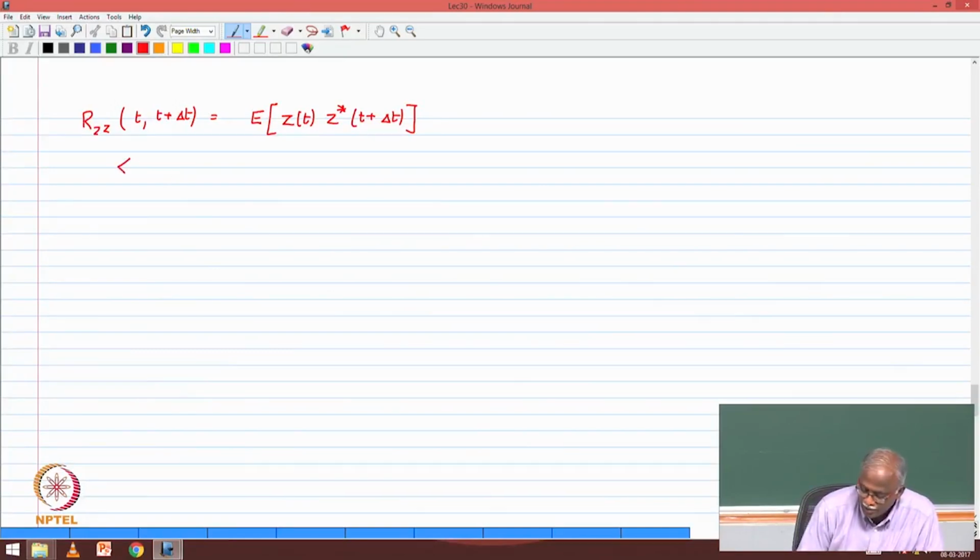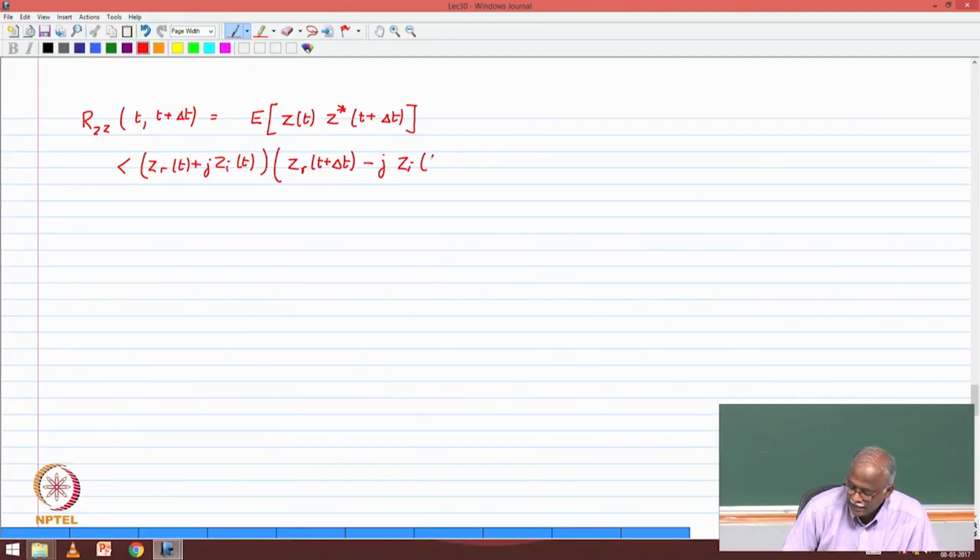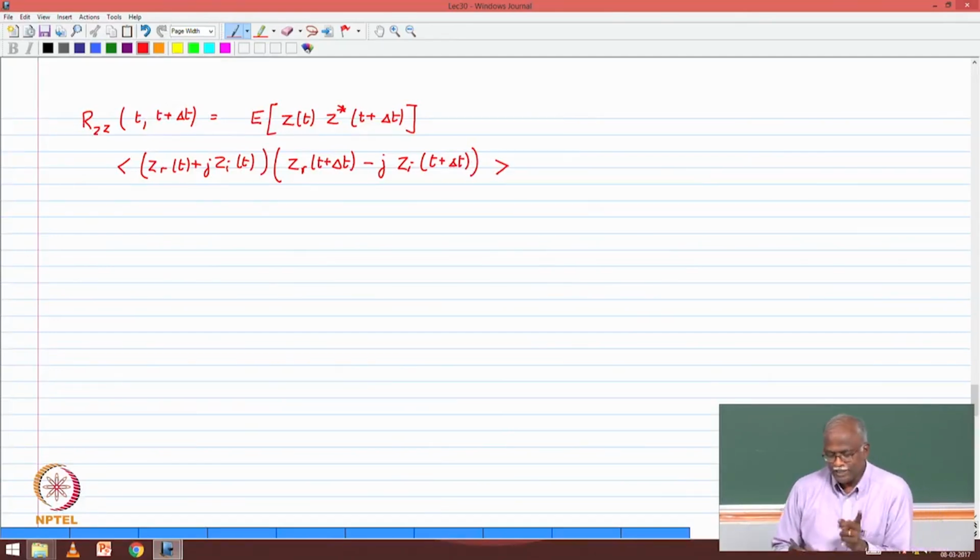I am going to approximate this with the time average of ZR of t plus j times Zi of t, that is the first term. Second term, ZR of t plus delta t, because of the conjugate sign it becomes minus j Zi of t plus delta t, time average of that. Okay. Now, you have the expression for ZR, you have the expression for Zi. Please plug in the terms and use the same property that we have used before.